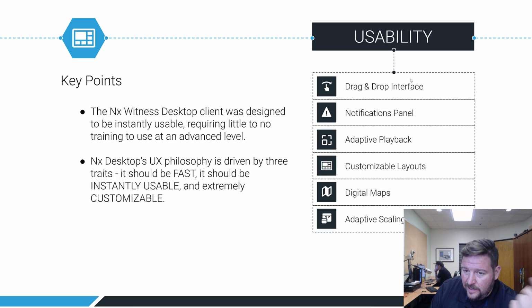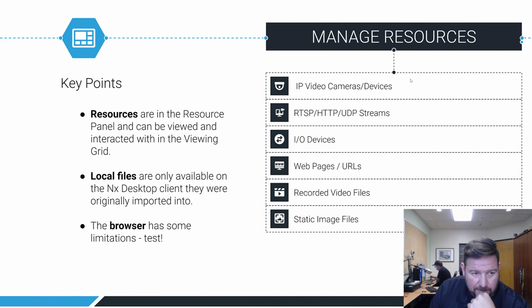So with that in mind, everything in the interface is drag and drop. You have your notifications panel on the right. You've got adaptive playback when you're reviewing recorded video, so it'll pull in depending on what your network and CPU usage is. You've got customizable layouts. You've got the ability to add a background to a layout to create a digital map. And then, of course, adaptive scaling technology to keep it nice and snappy.